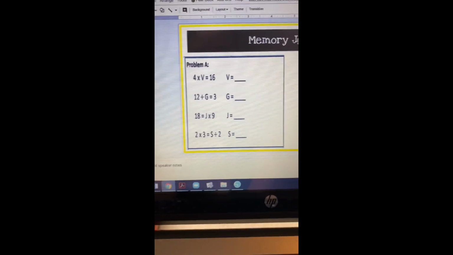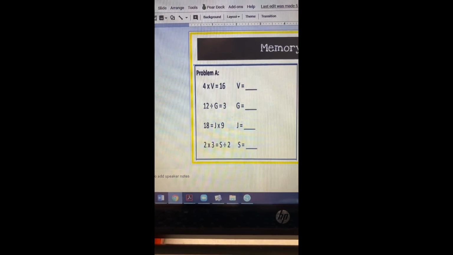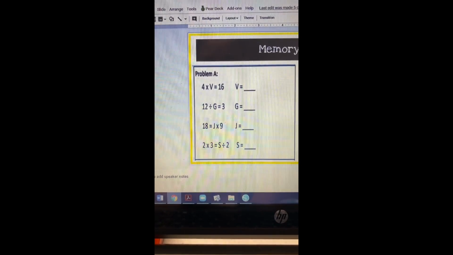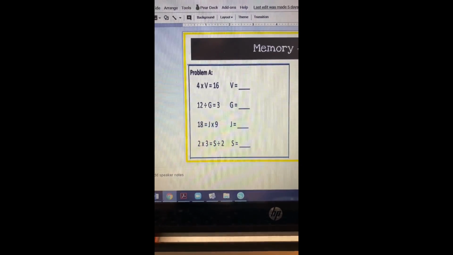Guys, if you were struggling with that, hopefully that was a little bit helpful. And now I'm going to give you about 2 minutes to solve the next 2 problems. So looking at 18 equals J times 9. Go ahead and try it out.